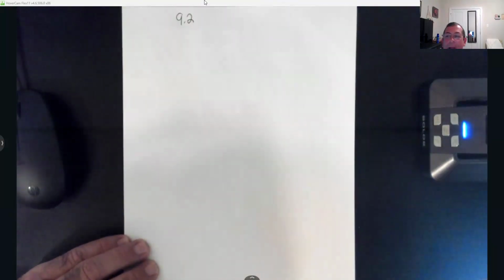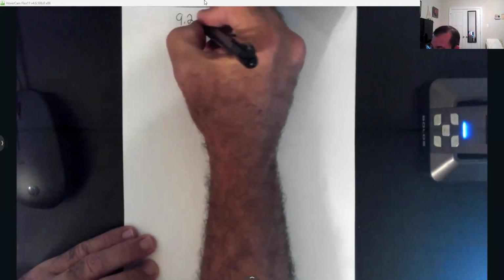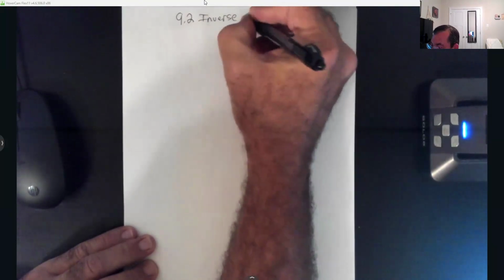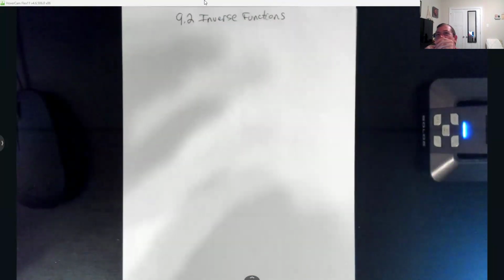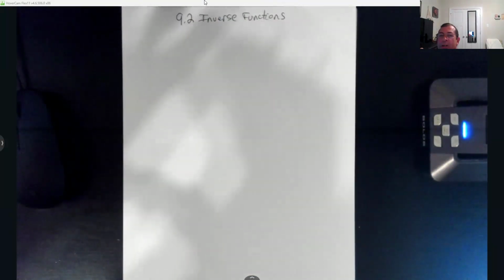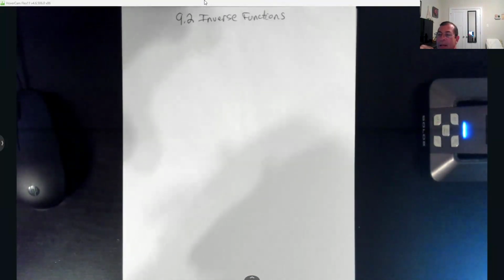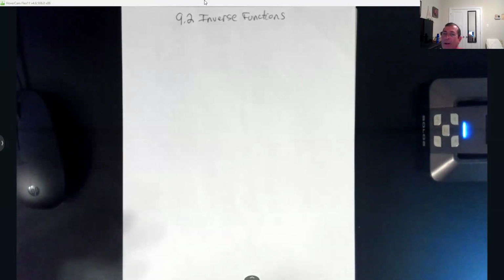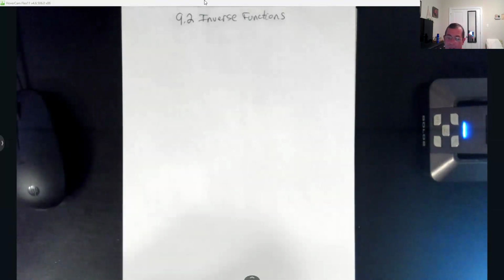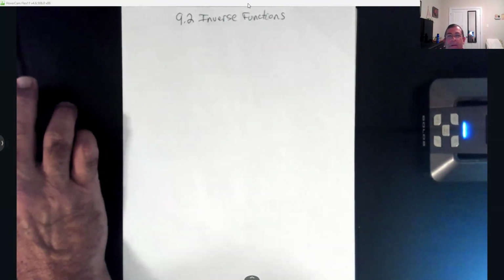Y'all, that was 9-1, so next is 9-2. And this deals with inverse functions. To me, inverse functions are like opposites, like multiplying and dividing, adding and subtracting. It's sort of the function that undoes the original function. Oh, y'all, it's almost break time though, so I'm going to pause this.